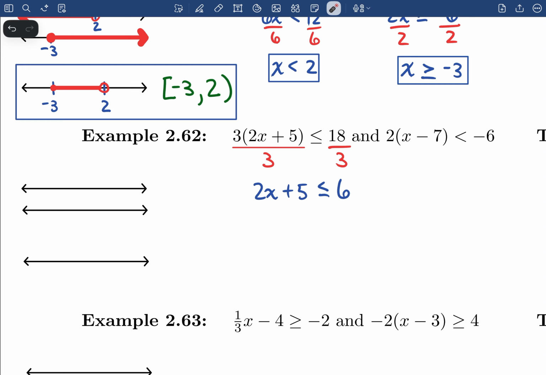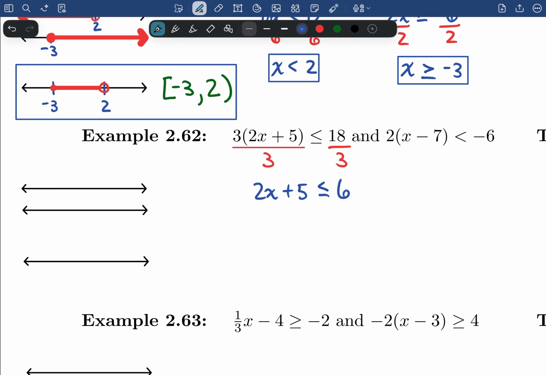I didn't distribute because the only value I'm trying to solve for is this x right here. It's inside the parentheses, so I don't need to distribute the 3. I'm going to divide it to the other side. Now I'm going to subtract 5 from left to right. And I am left with 2x is less than or equal to 1. And now I'm going to divide by 2. And I now know that x is less than or equal to 1/2 is the solution to this inequality.